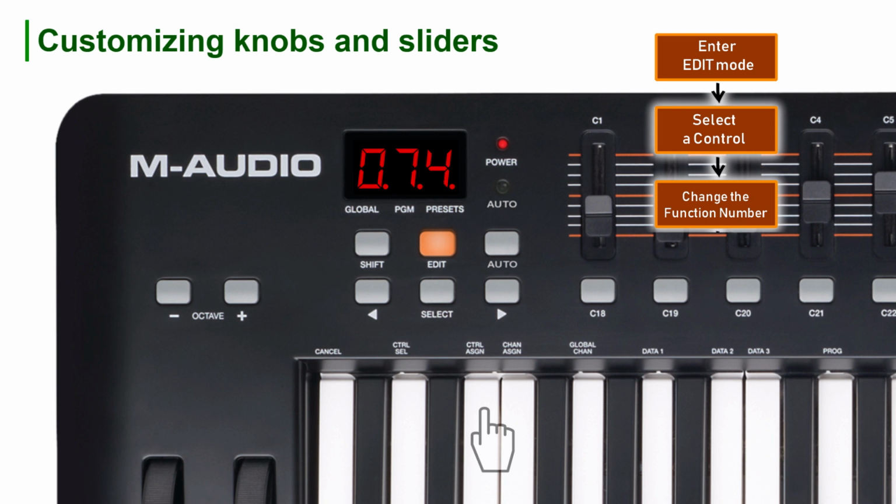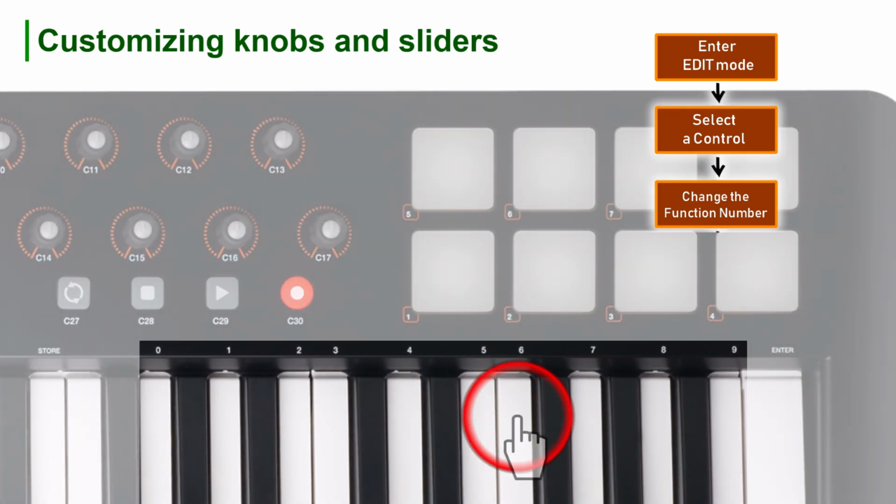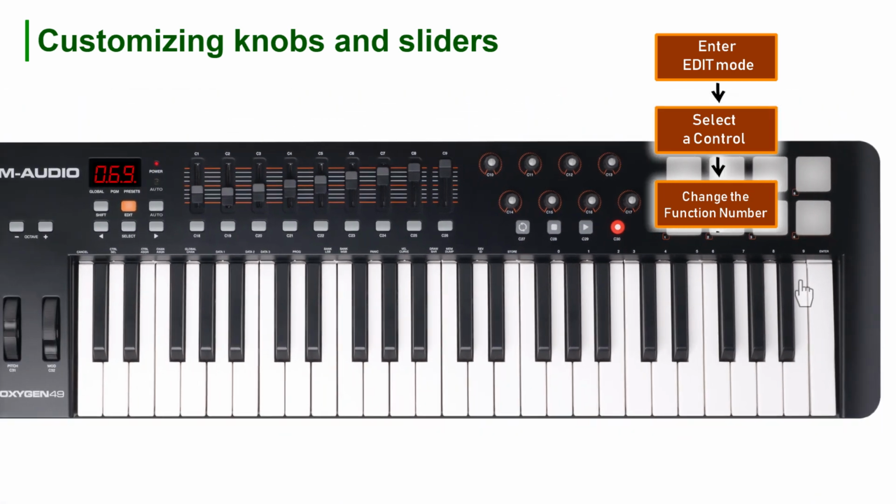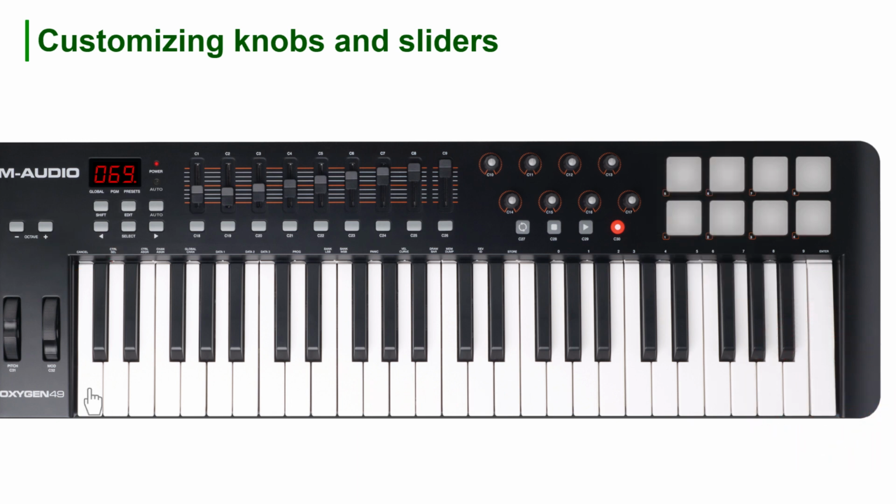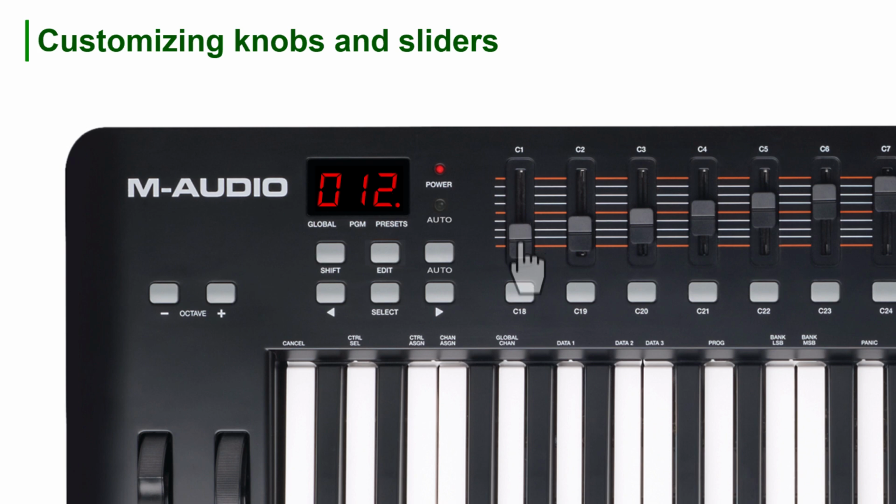To change this number to 69, I can either use the arrow buttons, or I can enter a new number using the numeric keys 0 to 9. Now that I've finished changing the function number, I'll press the Enter key to apply my changes. If I'd wanted to discard my changes, I could have pressed the Cancel key instead. Now the slider should be sending CC69 messages, so let's confirm that it's working. Yep, it looks good to me.